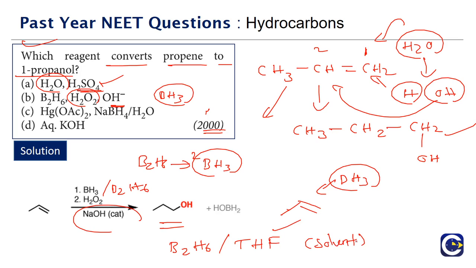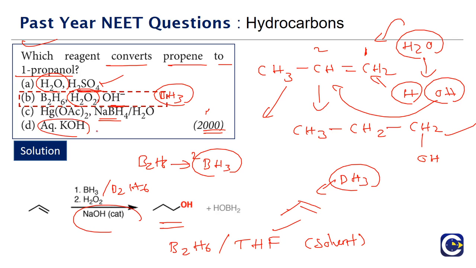Okay, so that is also the same reaction, which is hydroboration oxidation in the presence of a base. And option C, so we got our answer. What is it? Option D. Option C is what? The mercury salt of the acetic acid and in the presence of NaBH4 and water. This is what? Oxymercuration. So oxymercuration is also a reaction where we will get the conversion of alkene into alcohol, but it will be the Markovnikov product, means we are going to get propan-2-ol.